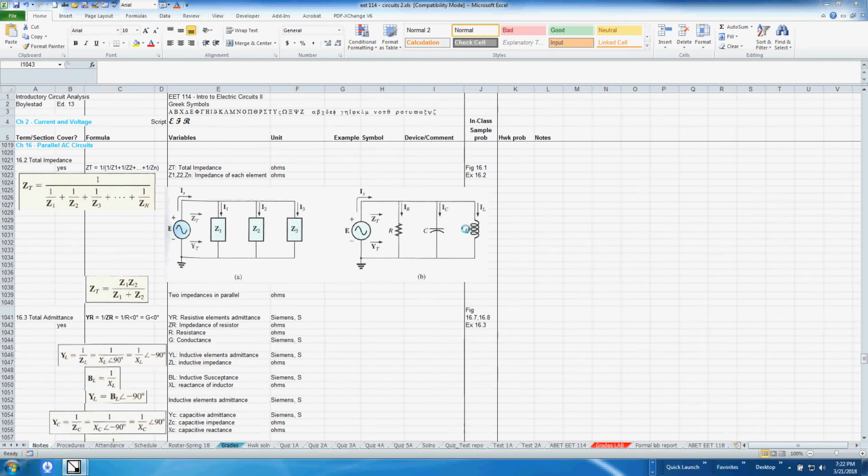Alright, this is a review of chapter 16, Parallel AC Circuits. These are the notes I print out in class.